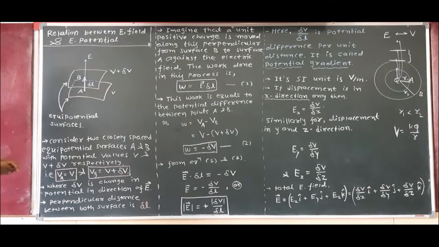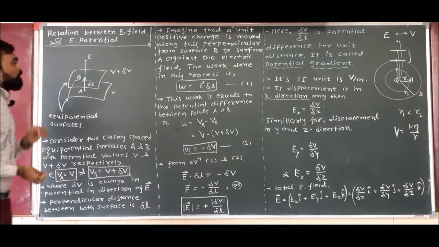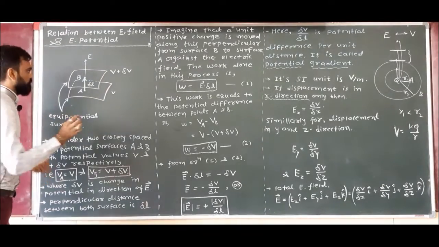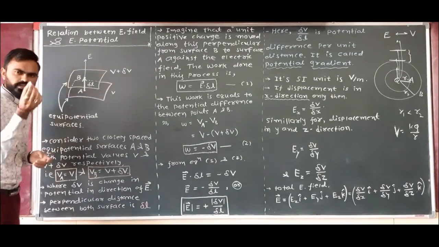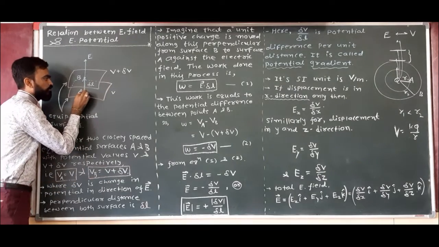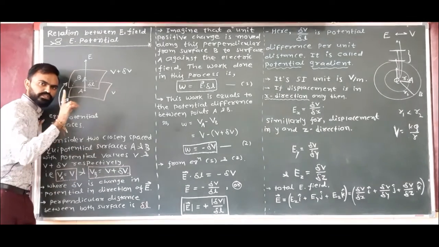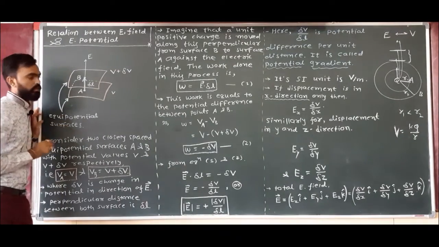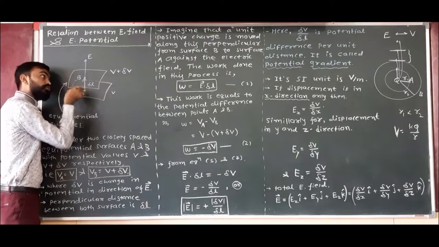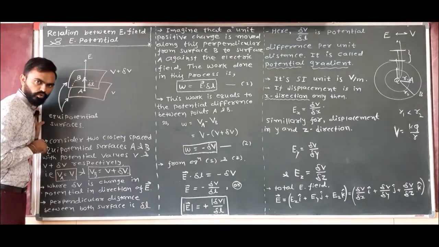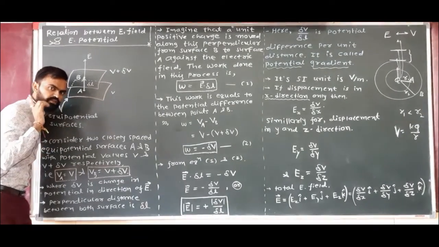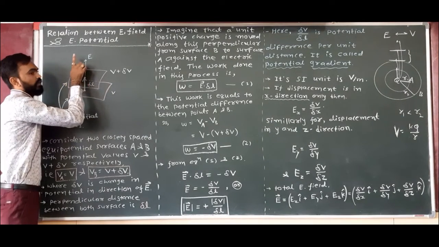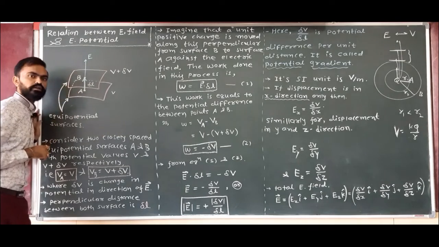Now, I want to find out the work done. Let me have one unit positive charge on the first equipotential surface. I want to move this unit positive charge from one surface to the other surface. You getting my point? Then the question arises in your mind: in which direction is this charge moved, in the direction of the electrical field or opposite to the electrical field?